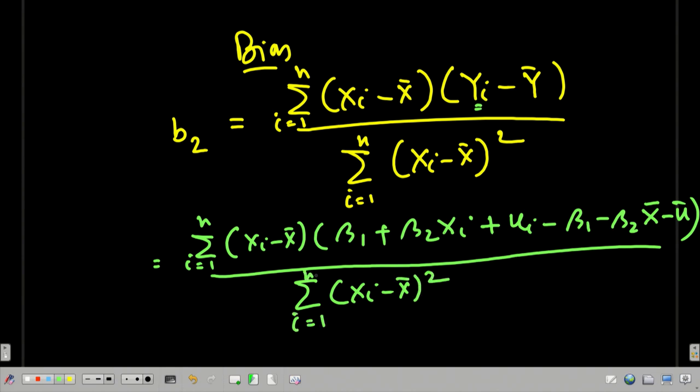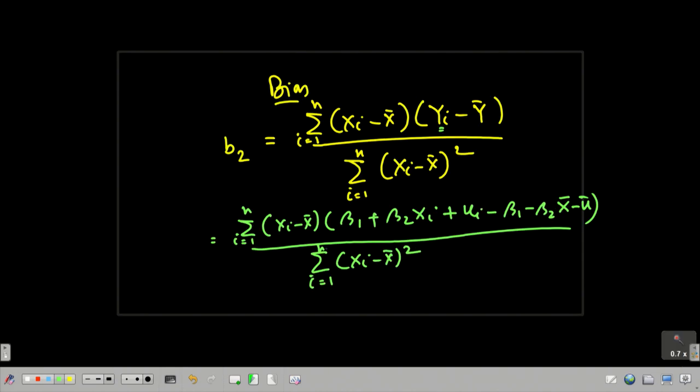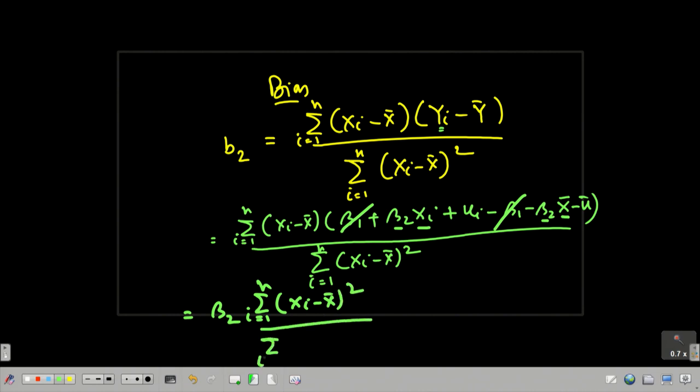Okay. Now, we know what is going to happen. So, beta 1 is cancelled. I will have a beta 2 here, and a beta 2 here. So, I am going to take beta 2 out, and then I will have summation i equal to 1 to n of (xi minus x bar) times (xi minus x bar), so (xi minus x bar) whole square, divided by summation i equal to 1 to n of (xi minus x bar) whole square. Okay.